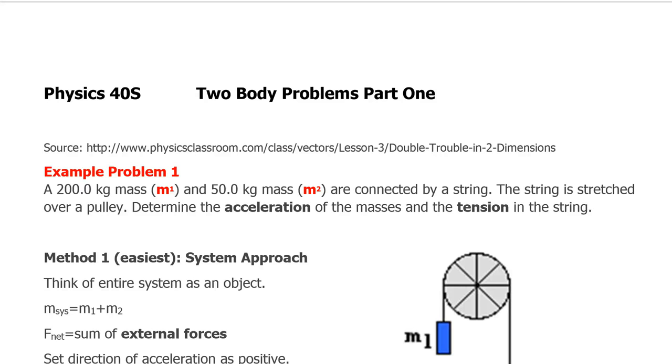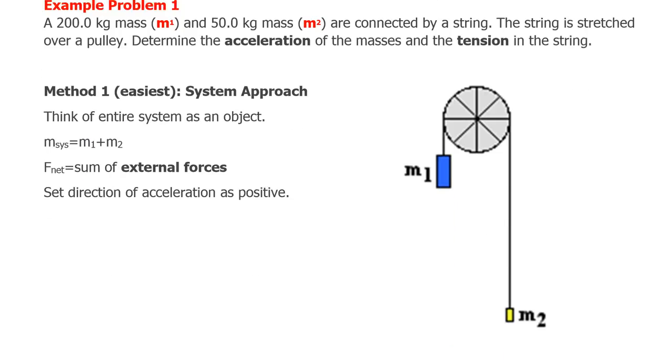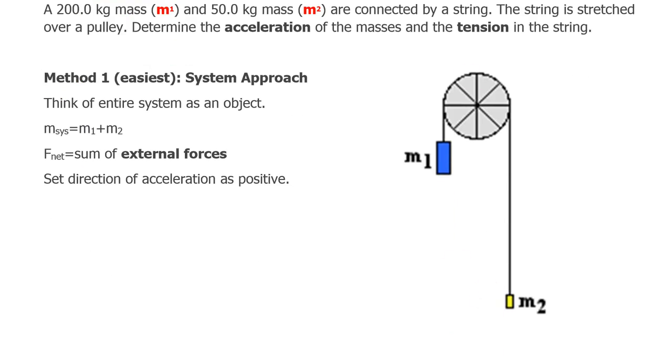This video is about two-body problems, and here's a picture of our first problem. If you can imagine, there are two masses here. Mass number 1 is larger, mass number 2 is a little bit smaller, and they're connected with a cable or string over a pulley. There's actually a name for this kind of situation. We call this an Atwood's machine. I would assume it's after some guy named Atwood.